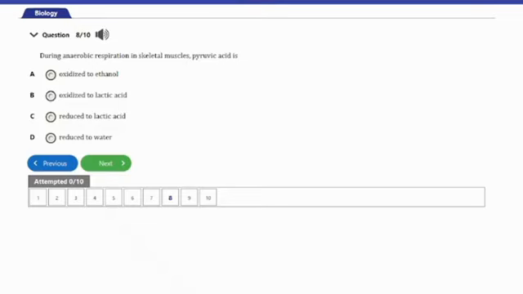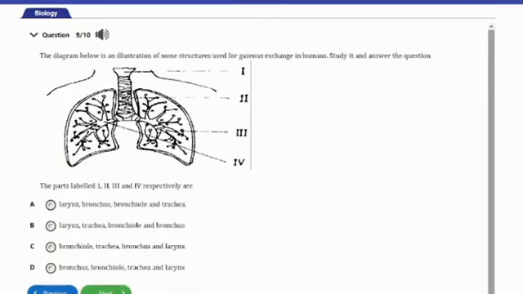So let's go ahead and consider the next question. That's question number 9 here. It says, the diagram below is an illustration of some structures used for gaseous exchange in humans. Study it and answer the question. So we have here the parts labeled I, and IV respectively are, we have A. Larynx, bronchus, bronchiole, and trachea.